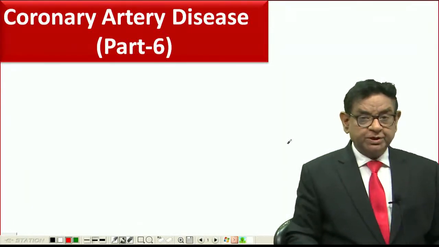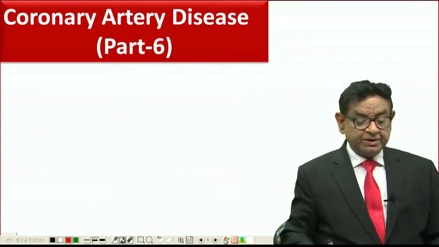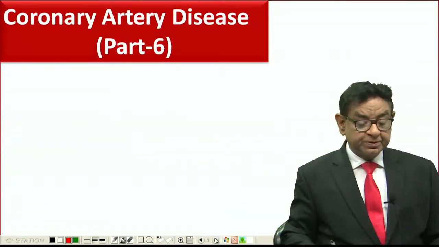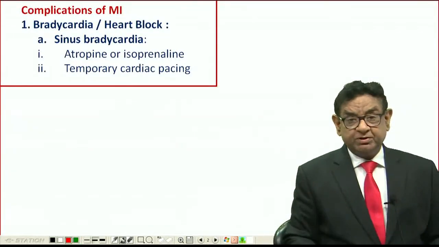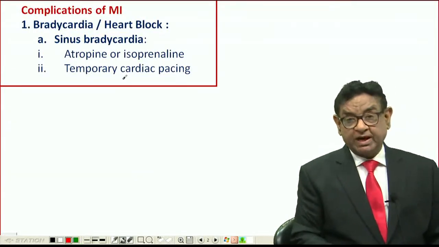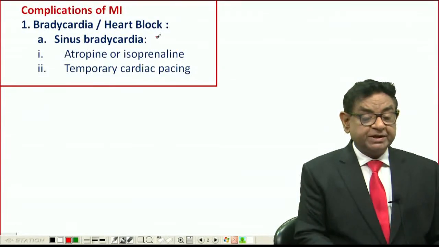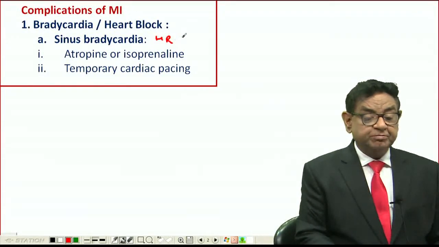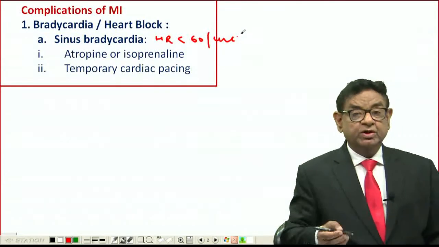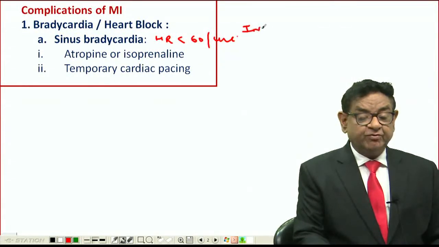Well, now we'll be talking to you regarding complications of acute myocardial infarction. In the complications of MI, first is bradyarrhythmias or heart block. So first is bradycardia, that means the heart rate is below 60 per minute, and it is very common in inferior wall MI.